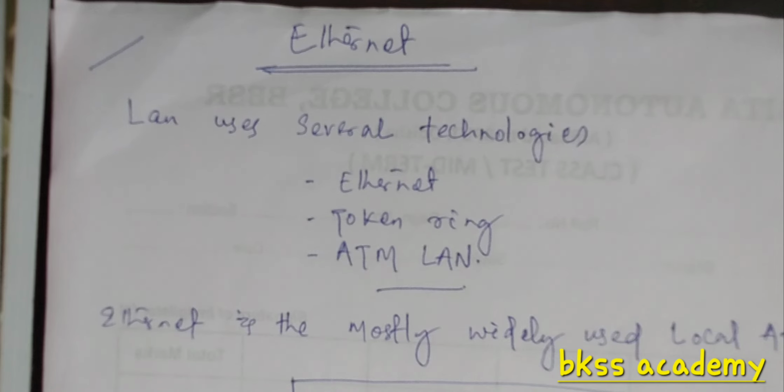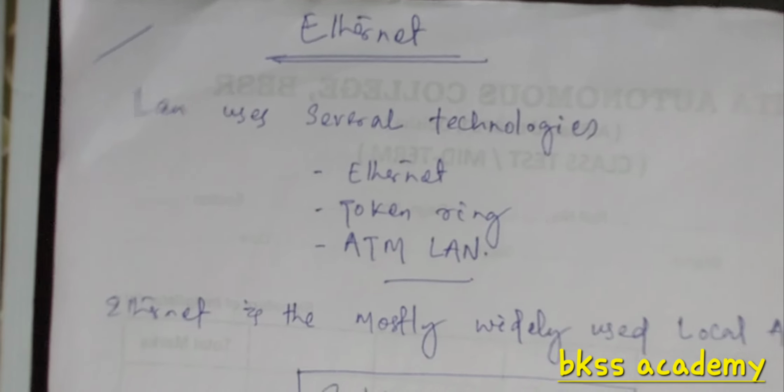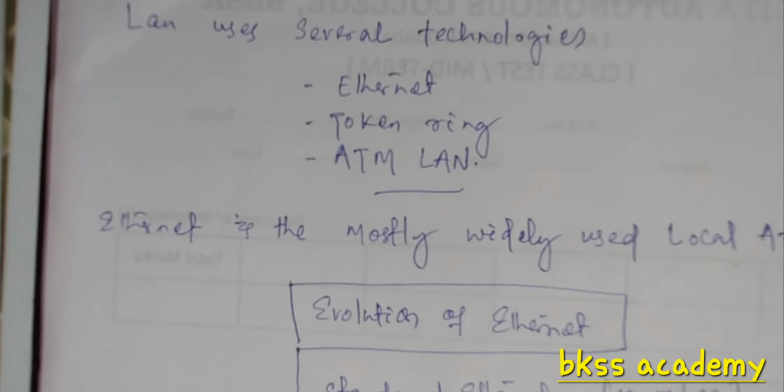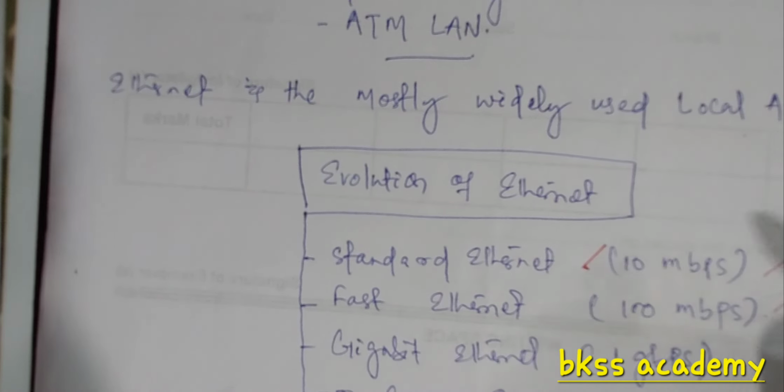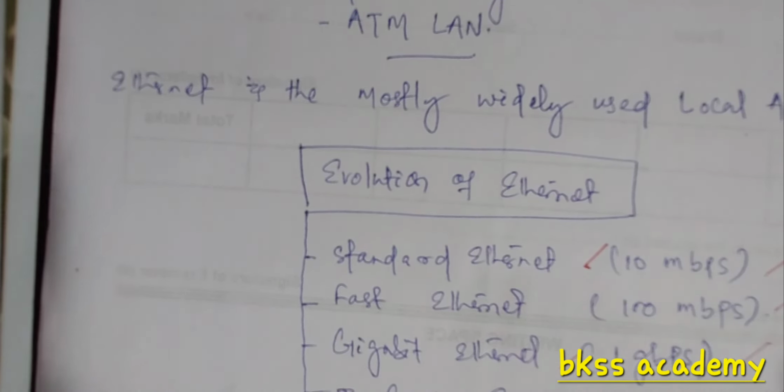LAN uses several technologies. One is Ethernet, the second one is token ring, the third one is ATM LAN. Ethernet is the most widely used local area network. Evolution of Ethernet: first standard Ethernet, whose capacity is 10 Mbps, fast Ethernet 100 Mbps, gigabit Ethernet 1 Gbps, and 10 gigabit Ethernet, which is 10 Gbps.